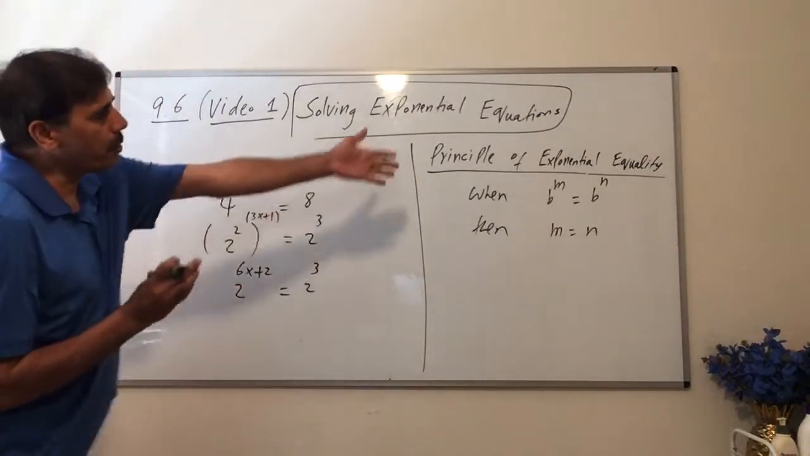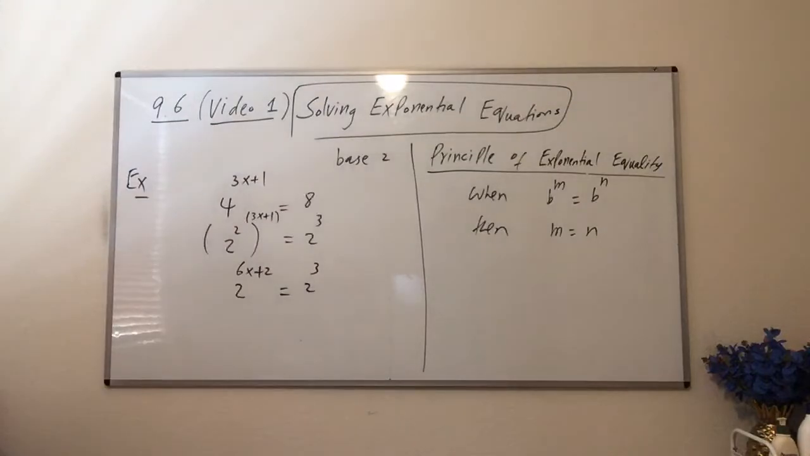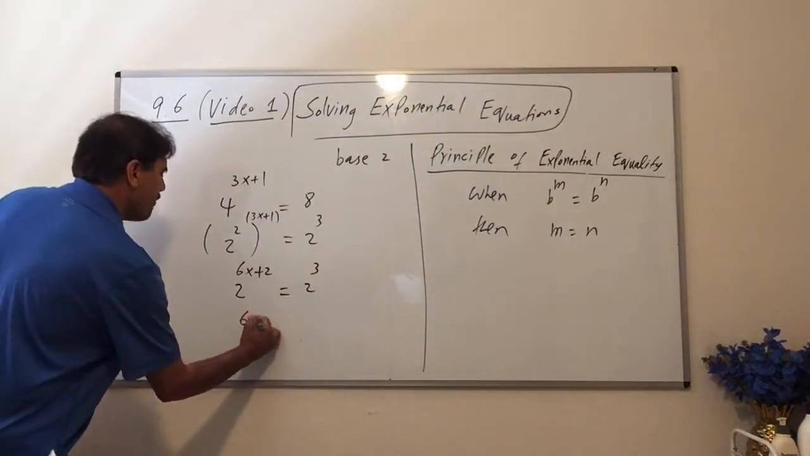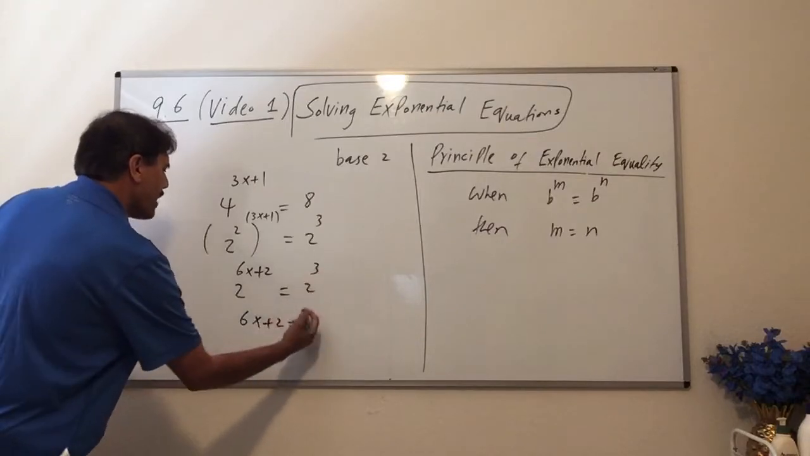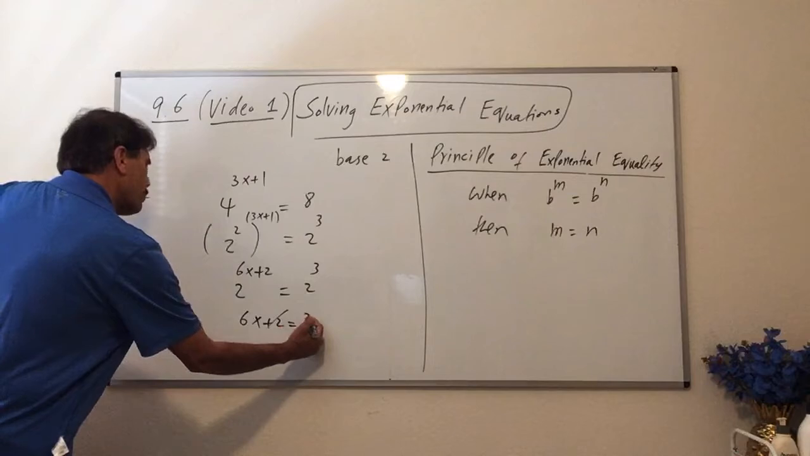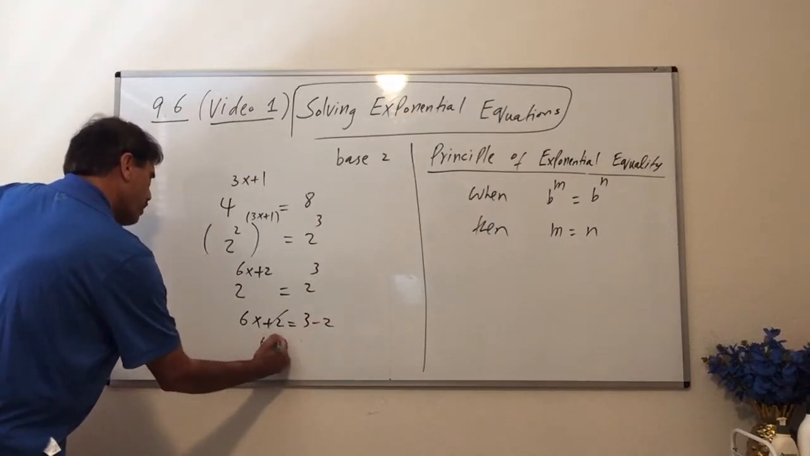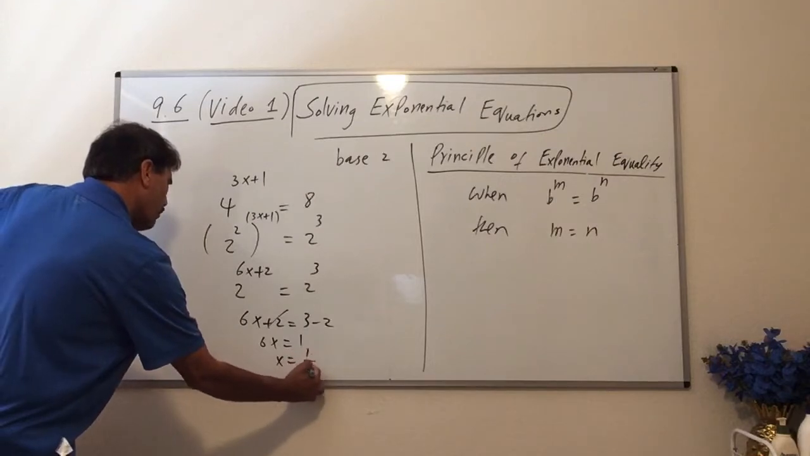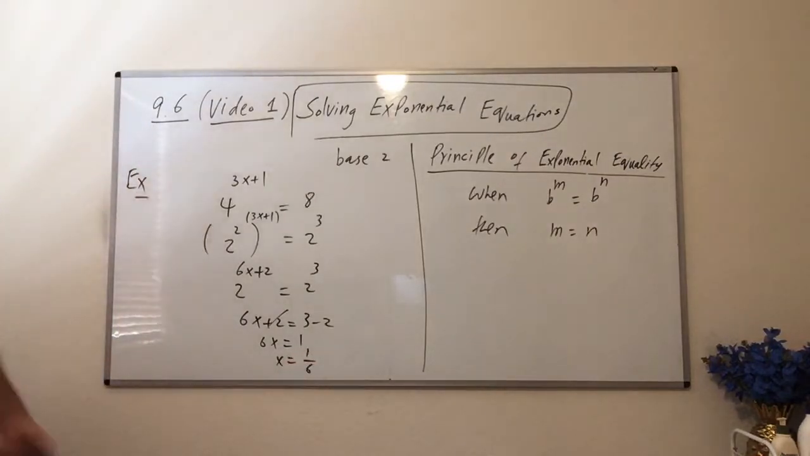That's the principle of exponential equality. The base is the same, so what is the first power? 6x plus 2. What is the second power? 3. Now you just move and divide. Positive 2 on the other side becomes minus 2, so 6x equals 1, and x equals 1 over 6. That's the answer. Okay, that's the first part, when no logarithm is required.